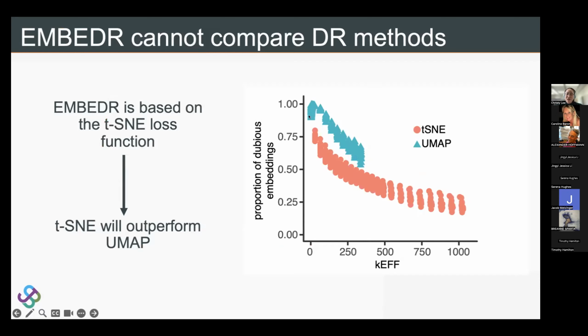And we see that same thing here when you look at the same k-effective values. K-effective is something designed by Embedder to estimate the number of cells that are used in the neighborhood calculations. And they define k-effective so that we can compare t-SNE and UMAP. And so here, when we use the same k-effective value, actually UMAP always has more dubious embeddings compared to t-SNE.